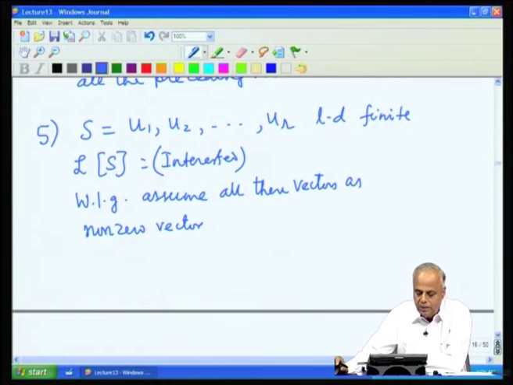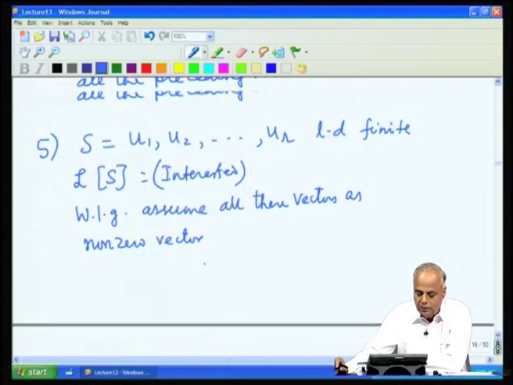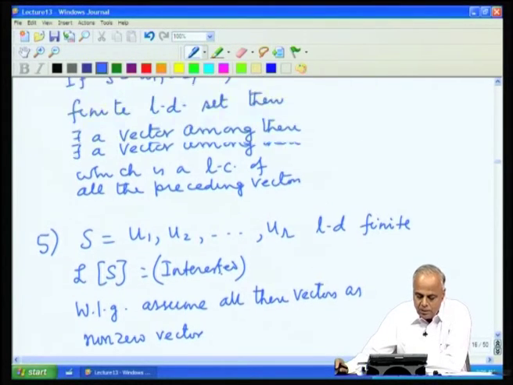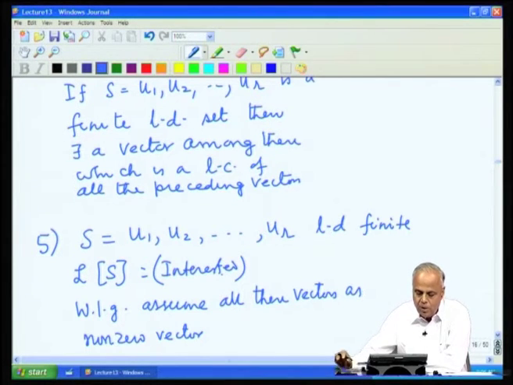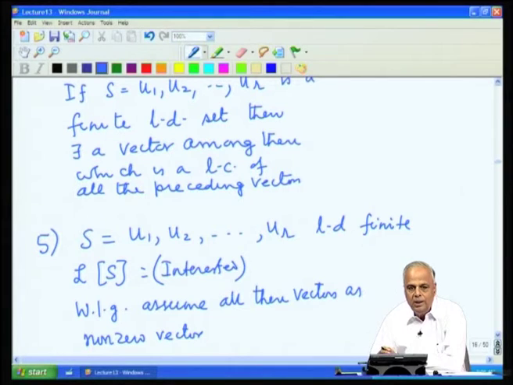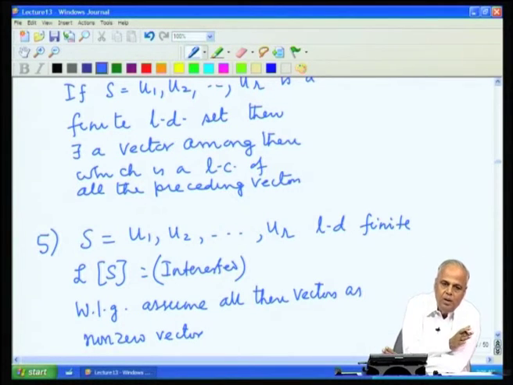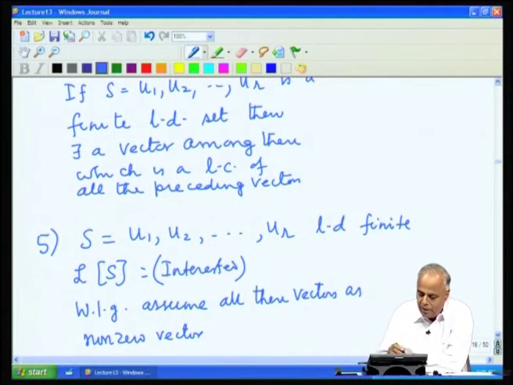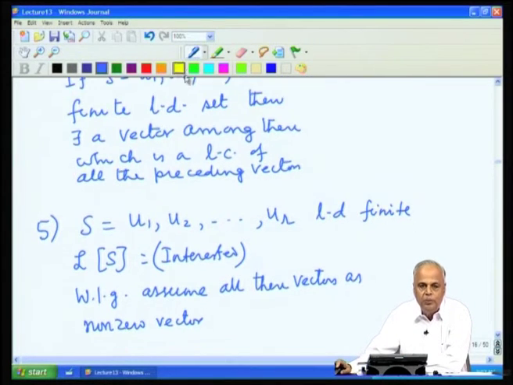So, here is a finite set of vectors which is linearly dependent. Now, our analysis just now says whenever you have such a set, there must be a vector which is a linear combination of all the preceding fellows. There must be a vector among these which is a linear combination of the preceding vectors.